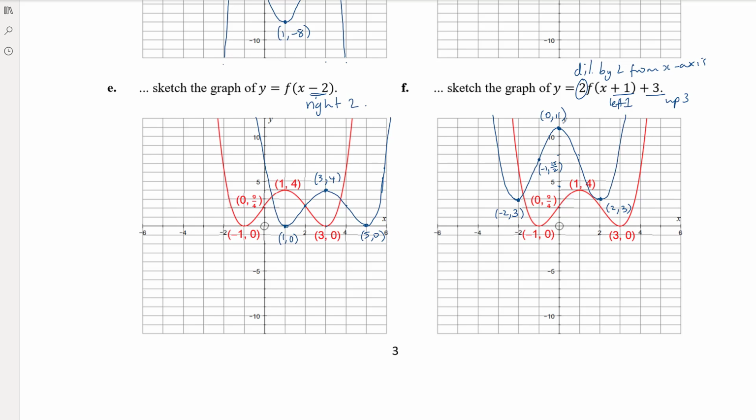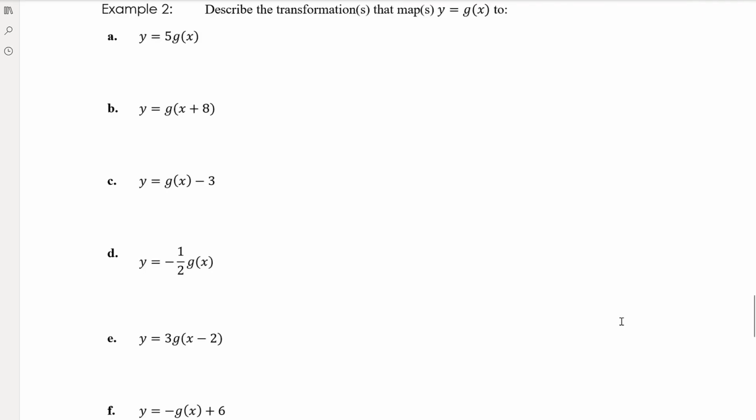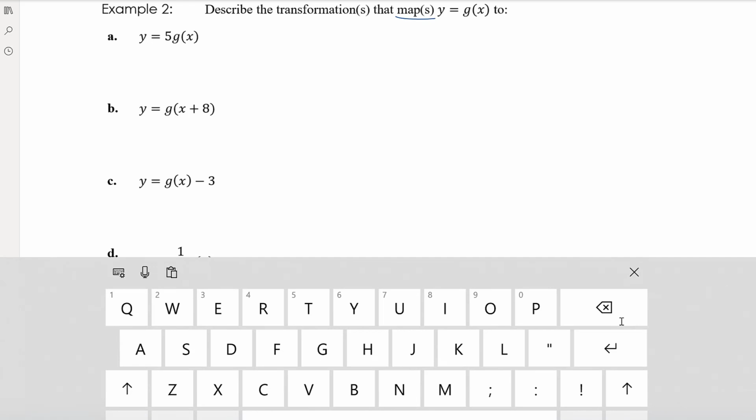We can combine together those transformations. We'll keep the combinations relatively simple this year, but next year we need to deal with quite complex combinations of transformations. Okay, last example here, we want to describe the transformations that map y = g(x) to y = 5g(x). So we talk about mapping. We create a new graph using transformations. The new graph is a result of having mapped the old graph to a new set of points.